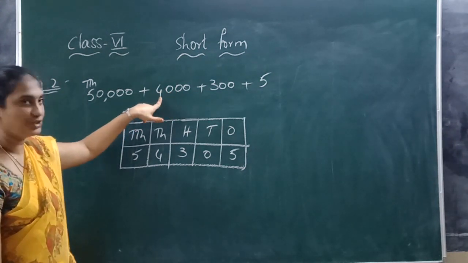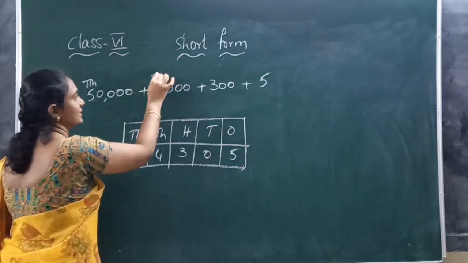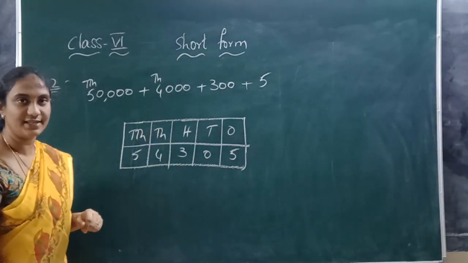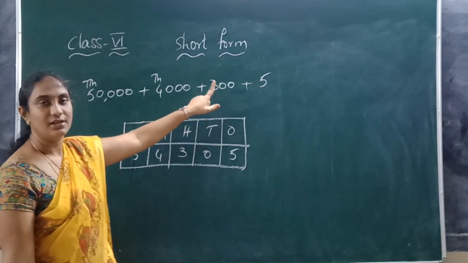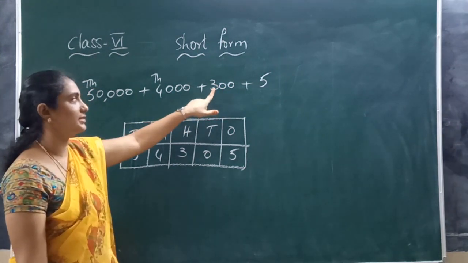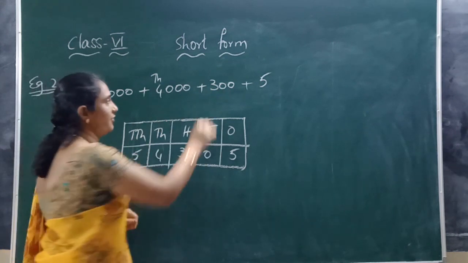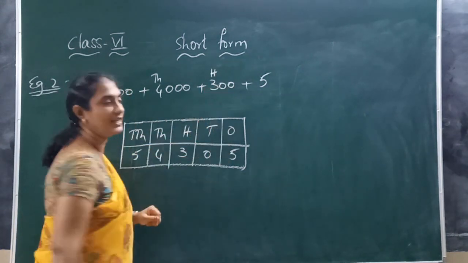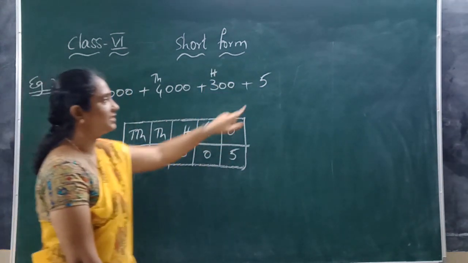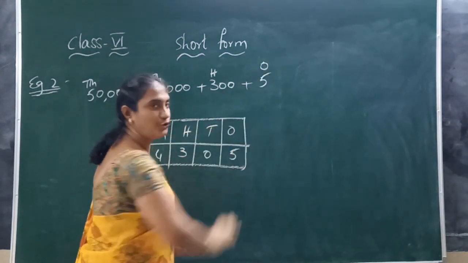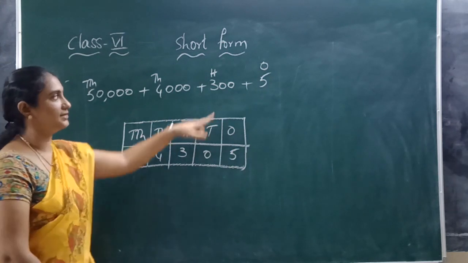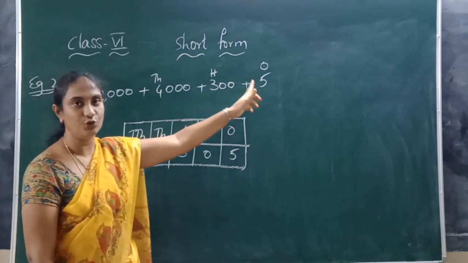So 4 is in which place? Thousands place. Next ones, tens, hundreds. Now 3 is in which place? Hundreds place. Next 5. 5 is in which place? Ones place or units place.